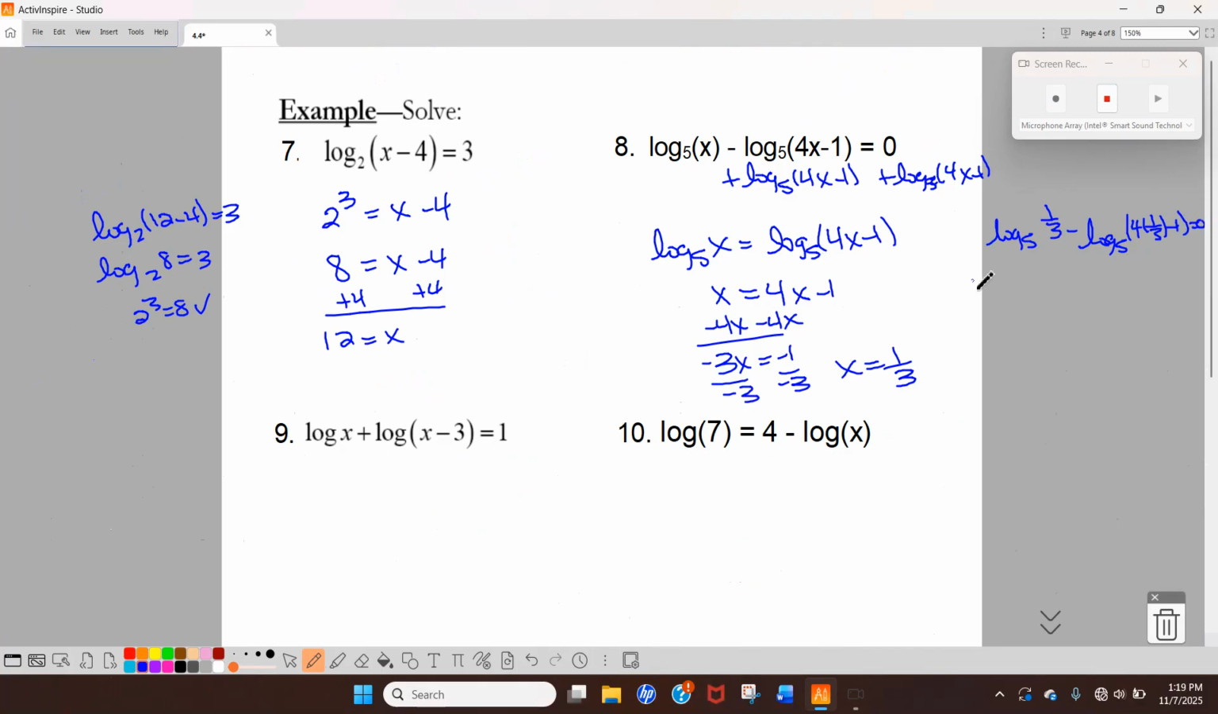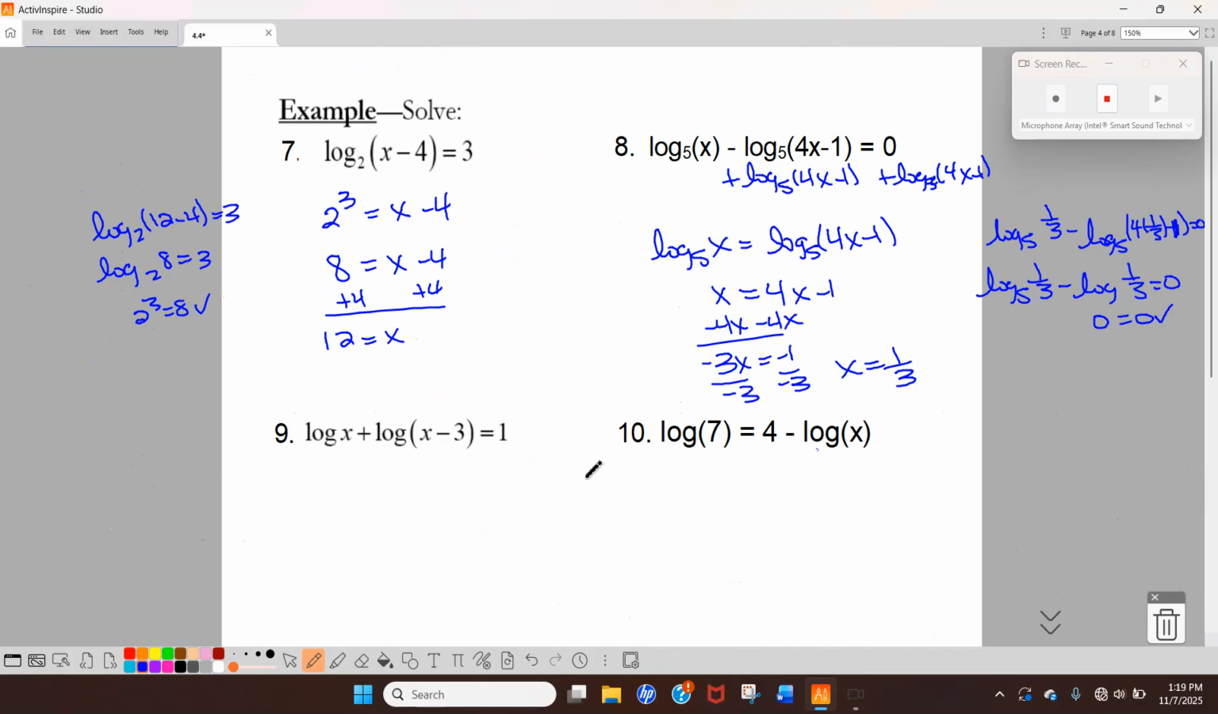All right, so log base 5 of 1/3 minus, if I do the math here, this is 4/3 minus 1 or minus 3/3. So 4/3 minus 3/3 is 1/3. And then something minus itself is 0.